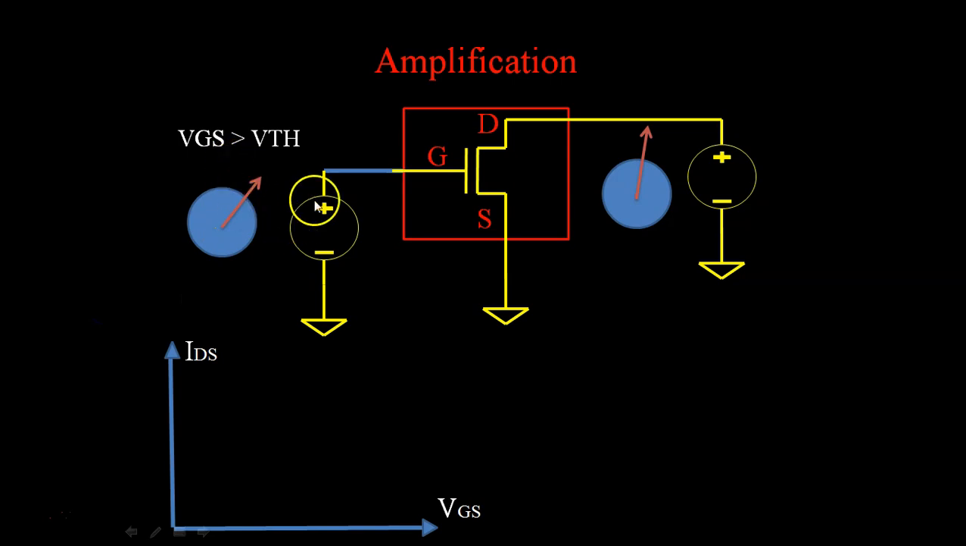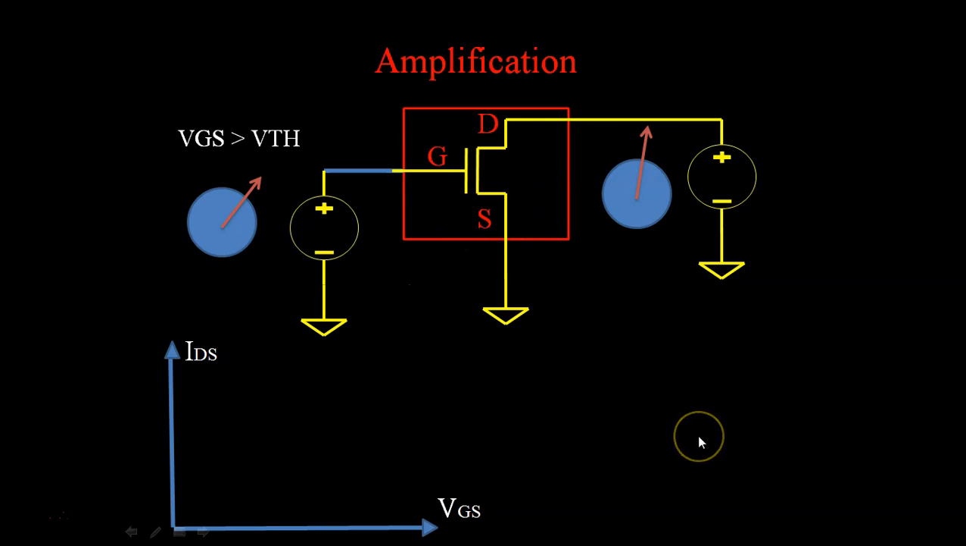Now if I increase the gate to source voltage greater than the VTH, which is the threshold voltage of the MOSFET, you will be able to see that there can be some current which flows from drain to source. Until the gate to source voltage is greater than or equal to VTH, there is no conduction of current from drain to source.